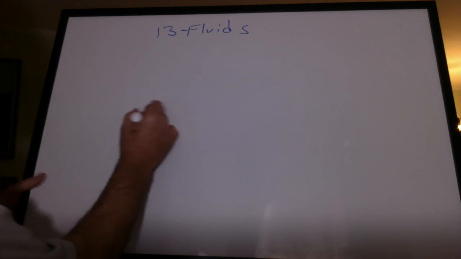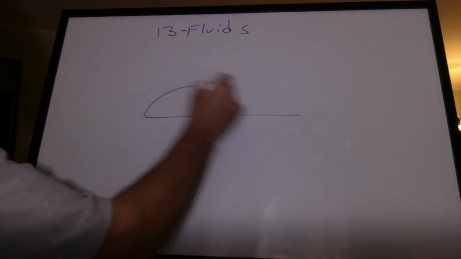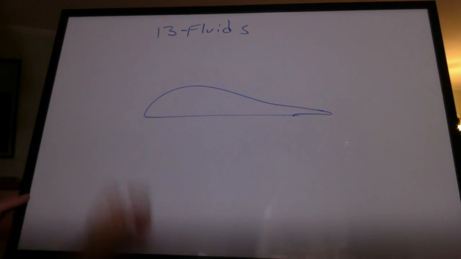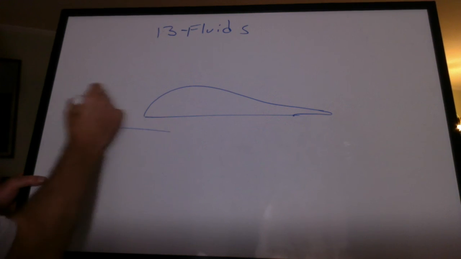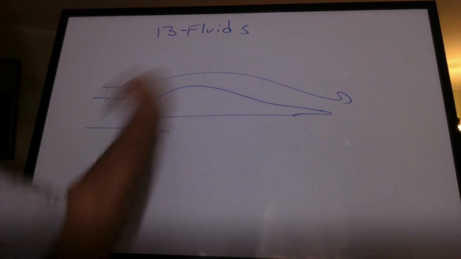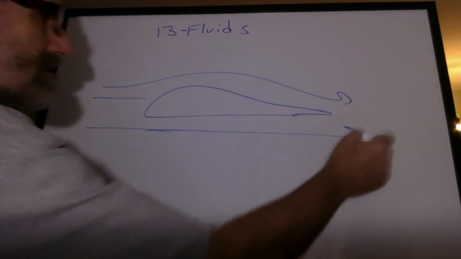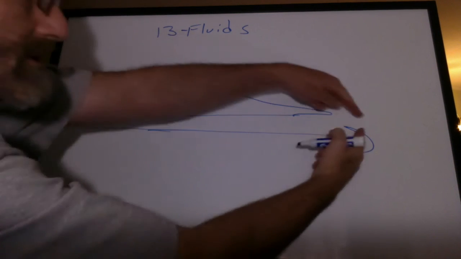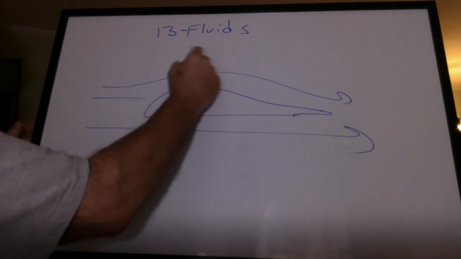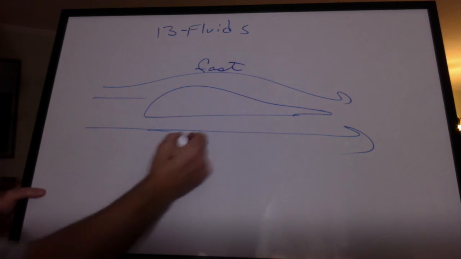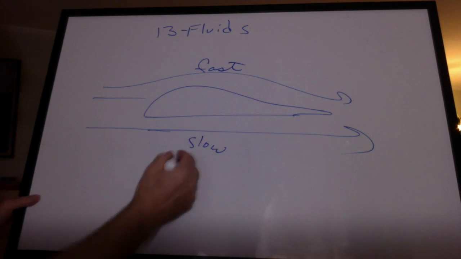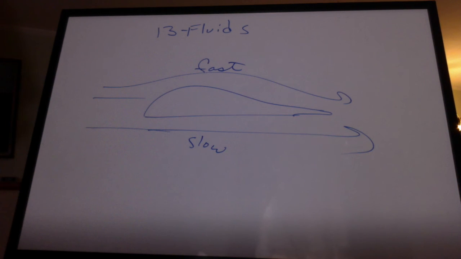What's that got to do for airplanes? Airplanes have a special wing design. The top is longer than the bottom. So when the plane is flying through the air, the air on the top travels a further distance than the air on the bottom. It separates and merges. This air is going fast. If that air is going faster than this air, we can see that there's going to be a pressure difference.